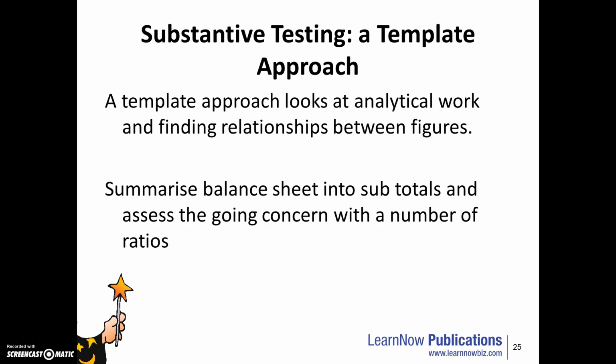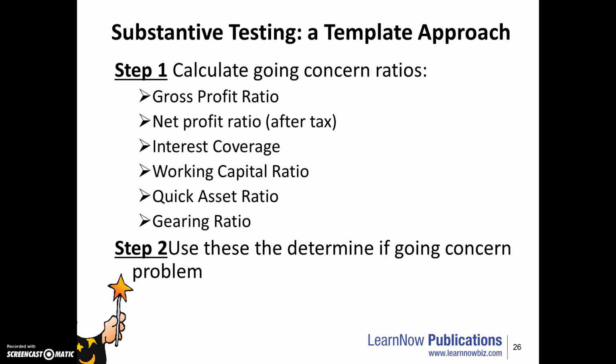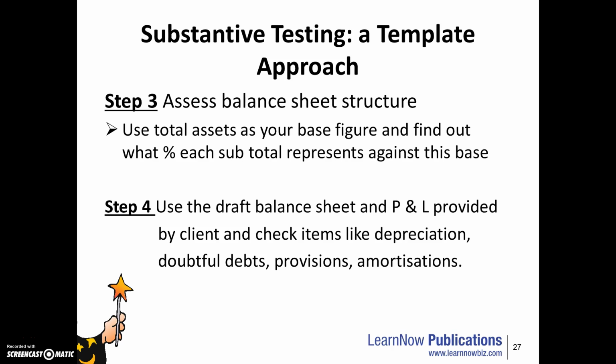And an alternative is a template approach, which looks at analytical work and finding relationships between the figures. So what you do is summarise the balance sheet into subtotals and assess the going concern with a number of ratios. So going concern ratios could include the following. We have covered these in a previous session, and these will be used to determine if there is a going concern problem. We'll then assess the balance sheet structure and use the draft balance sheet and profit and loss provided by the client and check items such as depreciation, doubtful debts, provisions and amortization.